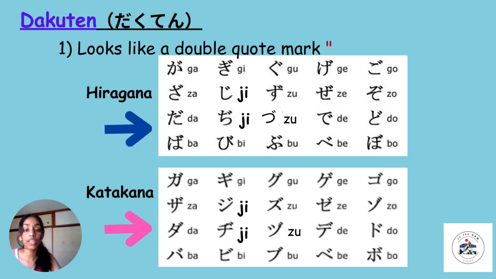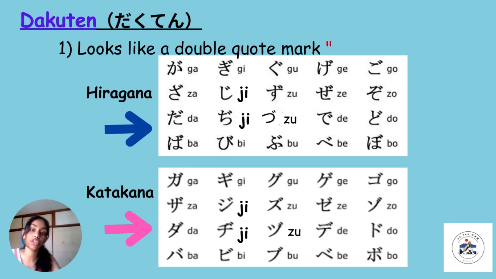So these are the only letters that you can use the dakuten on, and it's the same in both hiragana and katakana. So it's quite simple to understand. If you want to change the sounds of ka and ki or shi or chi or ha, you can just add a dakuten and it'll just change the sounds of those letters.